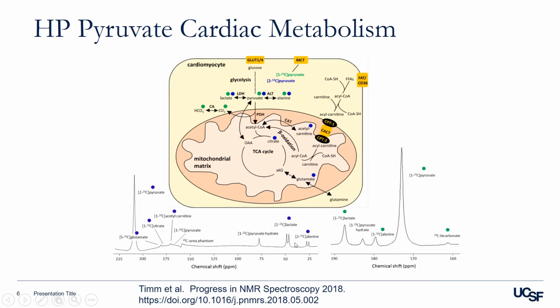And then with the C2 pyruvate, you can also observe lactate and alanine. These are doublets because there's a directly coupled proton to the carbon in the 2 position, and consequently these have relatively short T1s. So for observing lactate and alanine, it's much more preferable to be looking at the 1 position. With C2 pyruvate, as you may remember, you're going to be able to see these TCA cycle intermediates.